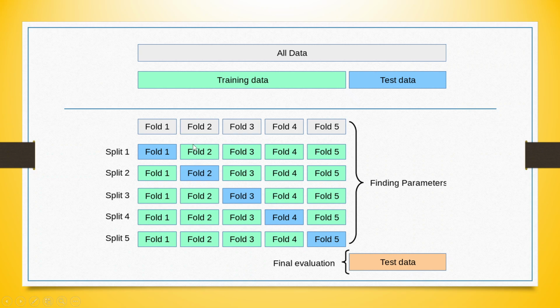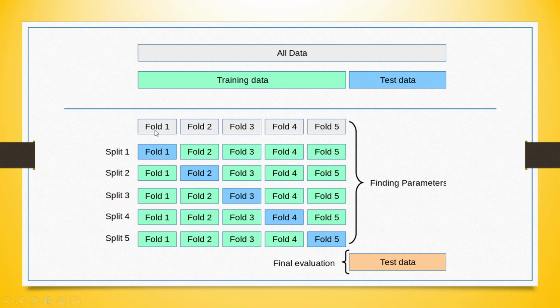In cross validation, assume that this is the all data, the entire data, the gray color. We will divide it into two parts. One, green color is for training data and the blue color is for the testing data. Say for example, we are having 100 observations and there are 5 folds. It means that in each fold we will be having 20 observations. Normally, 10-fold cross-validation technique is being used.